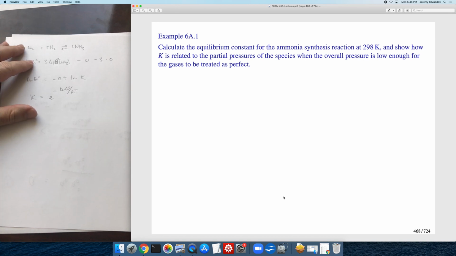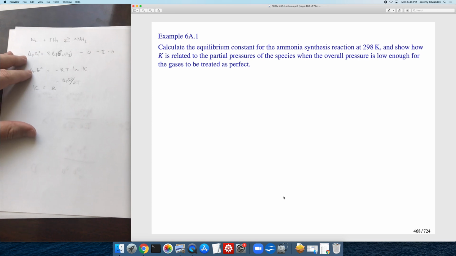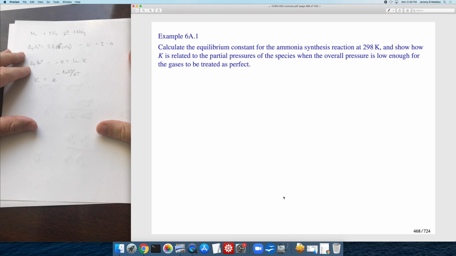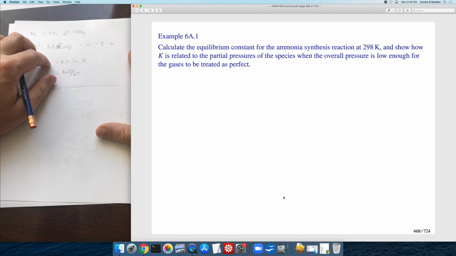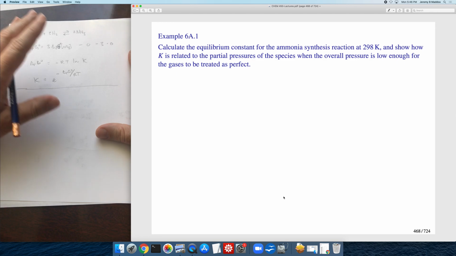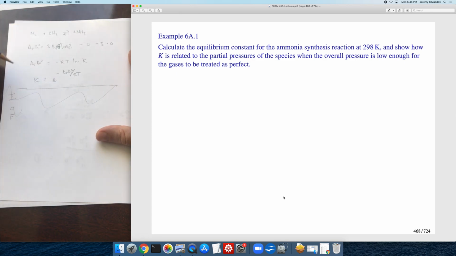In the second part of the problem, show how K is related to the partial pressures of the species when the overall pressure is low enough for the gases to be treated as perfect gases. So here what I'm going to do is I'm going to set up an ice table, and let's start with, how do we want to start? We'll start with, I don't want to work the wrong problem here. Oh, never mind. We'll save the ice table for the next problem. I'm jumping the gun here.